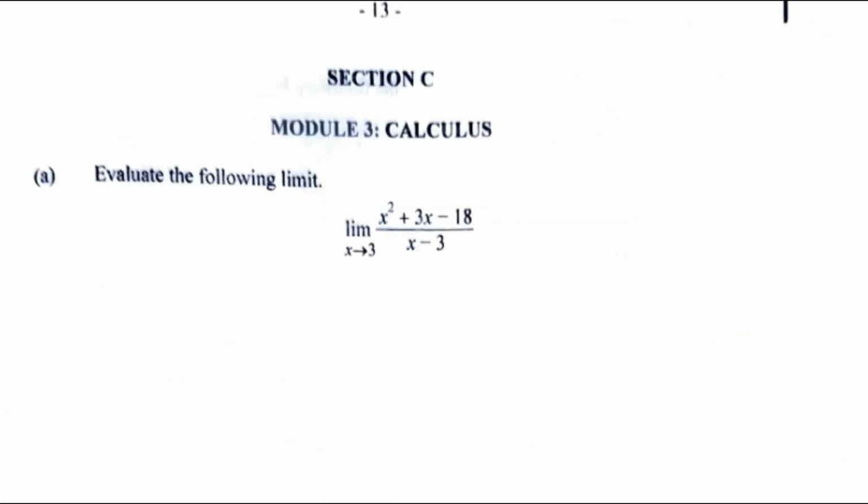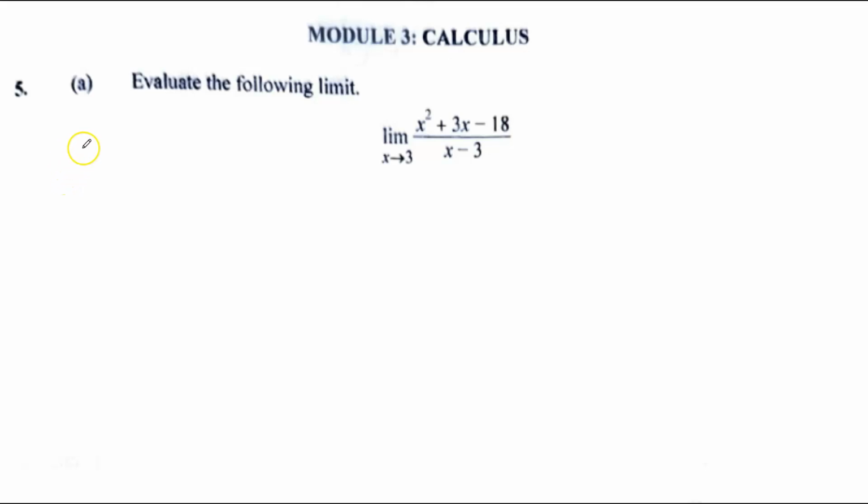Question 5. Evaluate the following limit. So we have a limit here as x approaches 3, so we substitute 3 at the top. So 3 squared, that's 9.